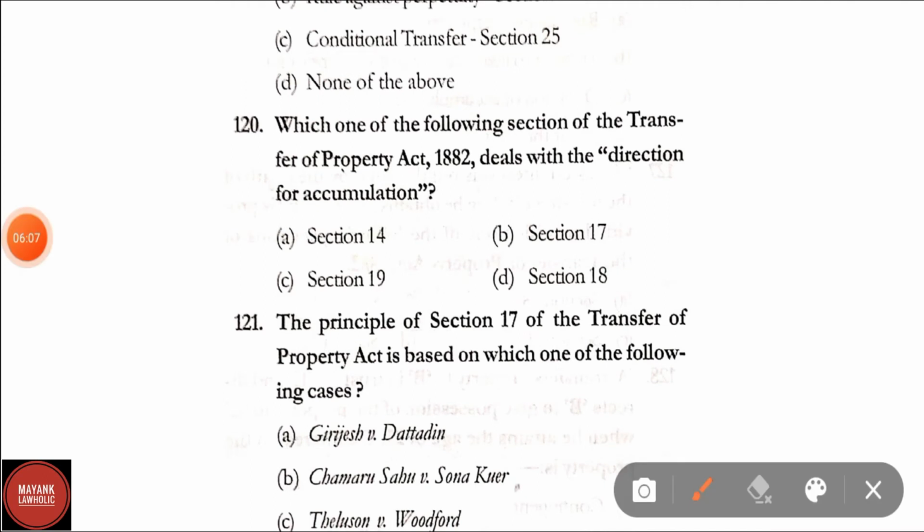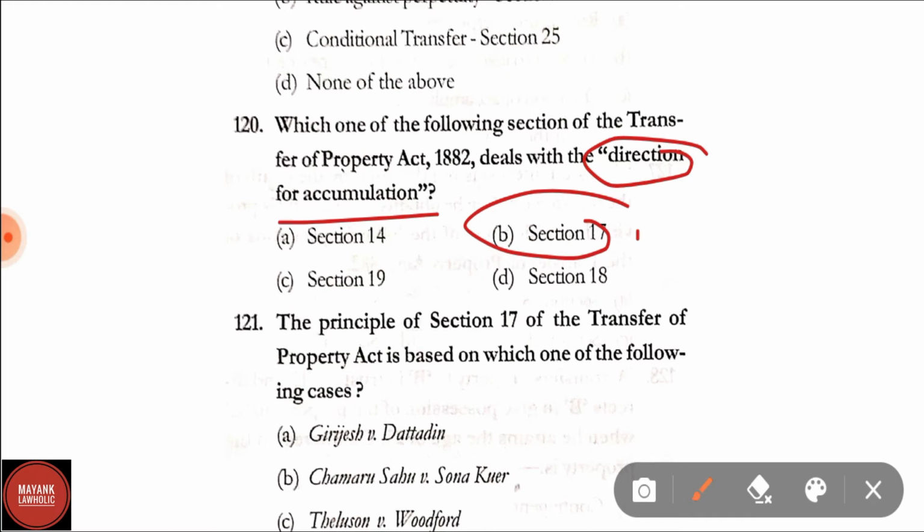Question number 120. Which one of the following sections of TPA deals with the direction for accumulation? Options are section 14, 17, 19 or 18. Here correct answer is option B, that is section 17.